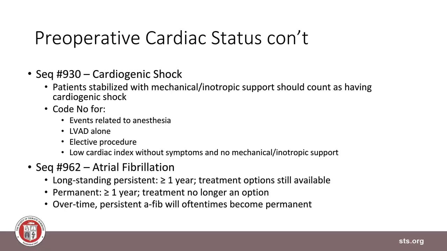The patient may still receive medications for rate control and stroke prevention, but no acute procedures or medications will be considered. Eventually, persistent atrial fib will progress to permanent.